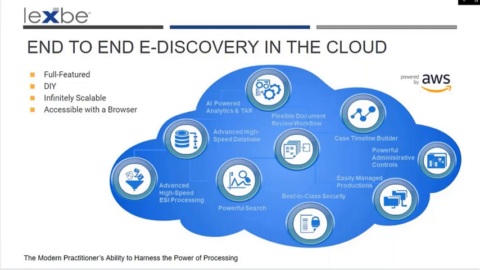Unlike many eDiscovery providers, you don't have to move your data from an ESI processing engine into a review platform. And that saves a significant amount of time and money. Lexby has fully integrated process, review, analytics, case timelining, AI, and production capabilities all in a single platform. We also have our own AI algorithms and predictive coding, which other providers often outsource to third parties.